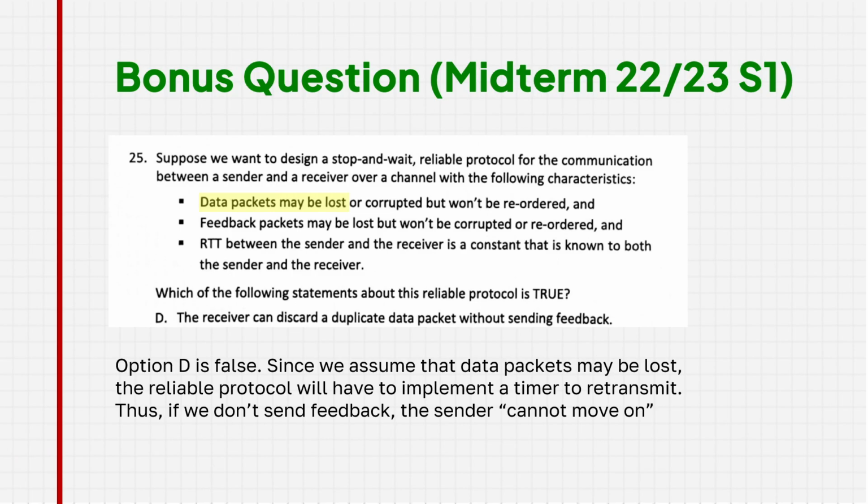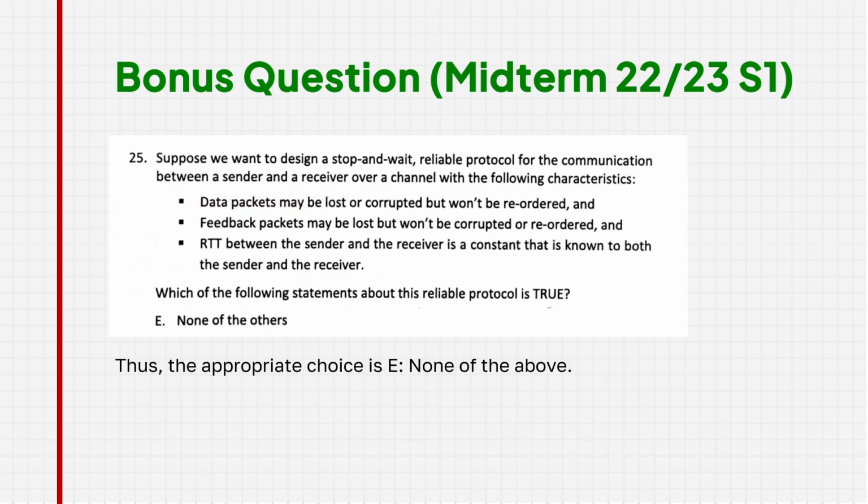Because since we assume that data packets are lost, then a reliable protocol will have to implement a timer to retransmit. Thus, if your receiver does not acknowledge a duplicate packet, it will go here, duplicate, right? Doesn't acknowledge, timeout, send again, does not acknowledge, timeout, send again, right? This will just be a cycle. Okay? So thus the option should be E.